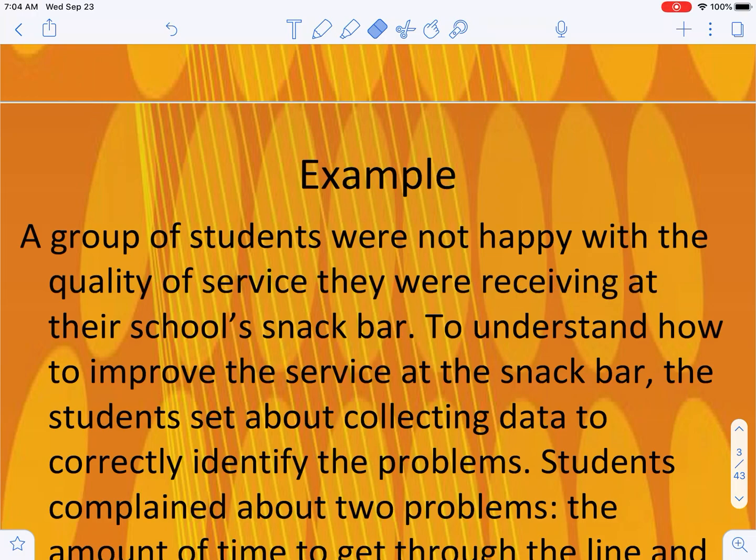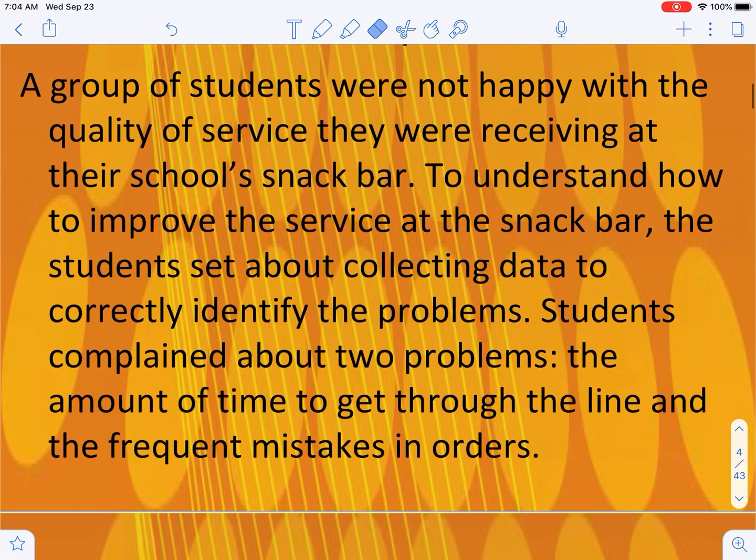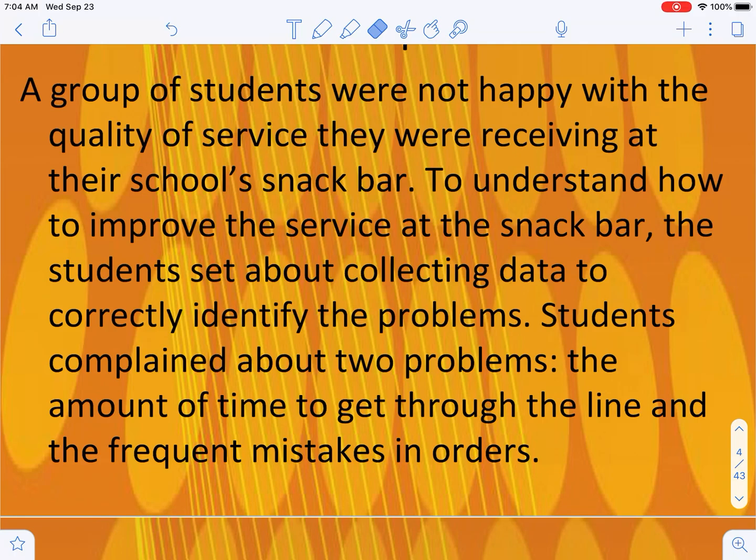Okay, so first of all, a group of students were not happy with the quality of service they were receiving at their school's snack bar. To understand and improve the service at the snack bar, the students set about collecting data to correctly identify the problems. Students complained about two problems: the amount of time to get through the line and the frequent mistakes.